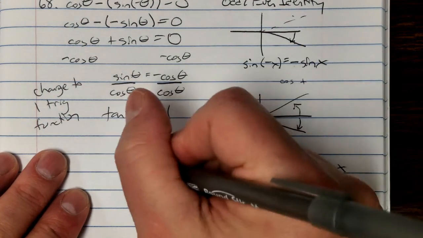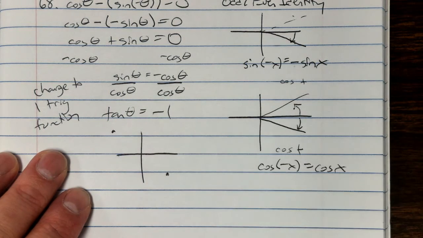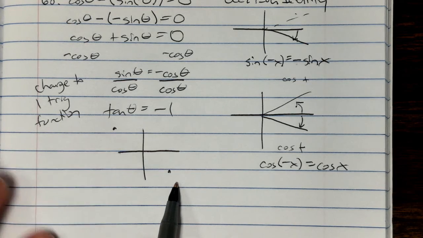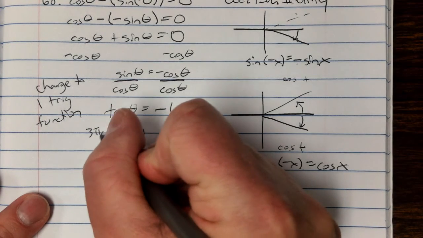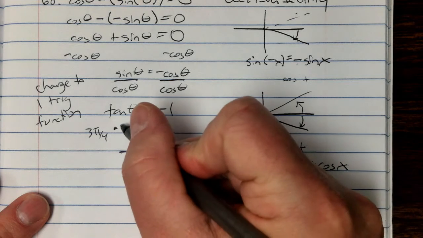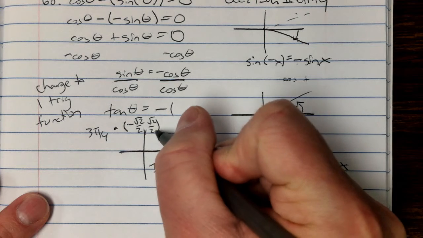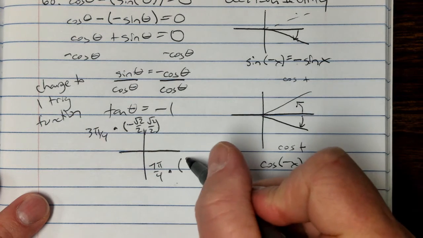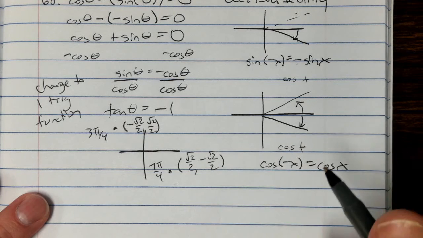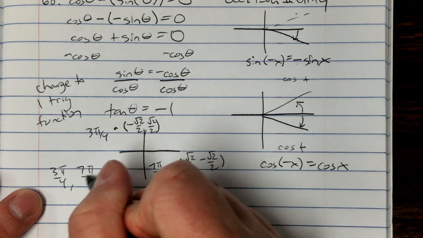And then tan is -1, where both are identical except for one of them is negative. So that happens there and there, which is at 3 pi fourths and at 7 pi fourths. So again, that's where it's negative square root of 2 over 2 with positive, and where it's positive with a negative. So our answers are 3 pi fourths and 7 pi fourths.